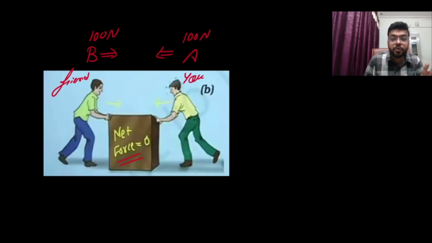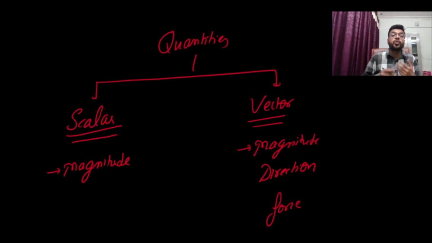Let's consider example number 2. You are applying 100 Newton force, right? Your friend is also applying 100 Newton. But what is happening? You are applying in the opposite direction. Because of this, your forces counteract each other. Right? So direction matters as well as magnitude. Those quantities where magnitude and direction matter come under the category of vector quantity, and those quantities where only magnitude matters come under the category of scalar quantity.